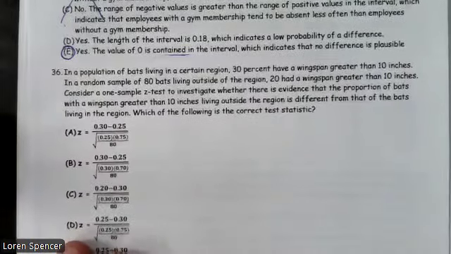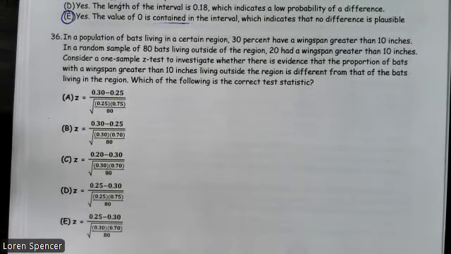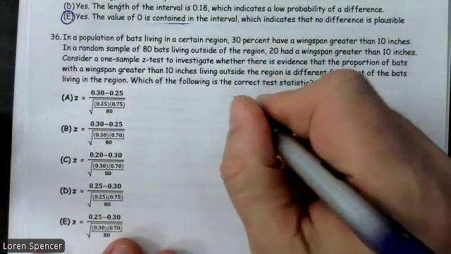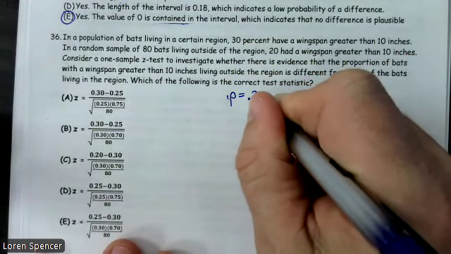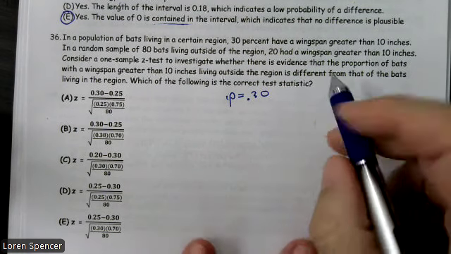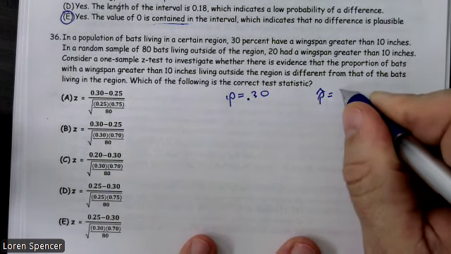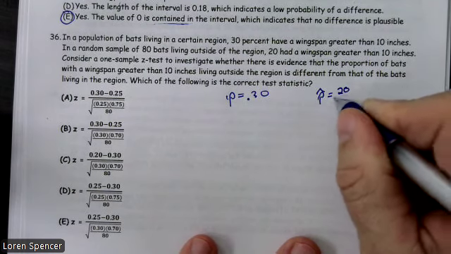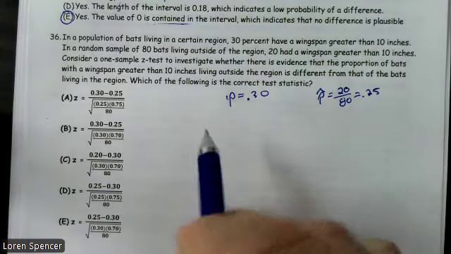In a population of bats living in a certain region, 30% have a wingspan greater than 10 inches. All right, so we have 30%. So P equals 0.30. In a random sample of 80 bats living outside of the region, 20 had a wingspan greater than 10 inches. So we took a sample and we got a p hat equal to 20 over 80, which is 0.25. All right.